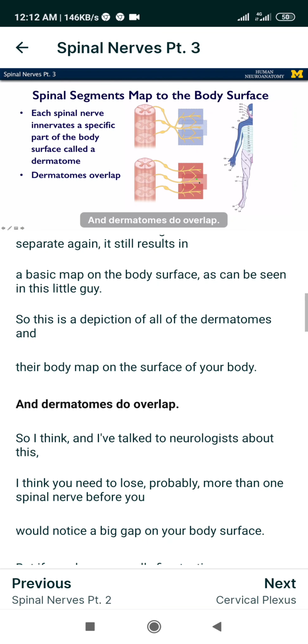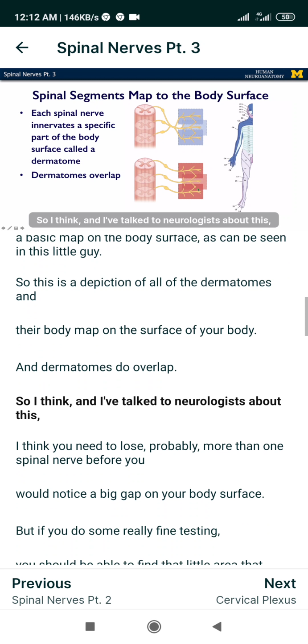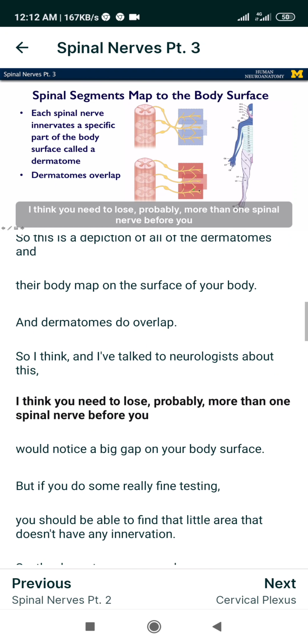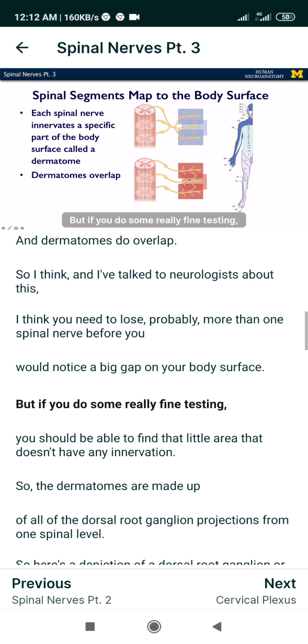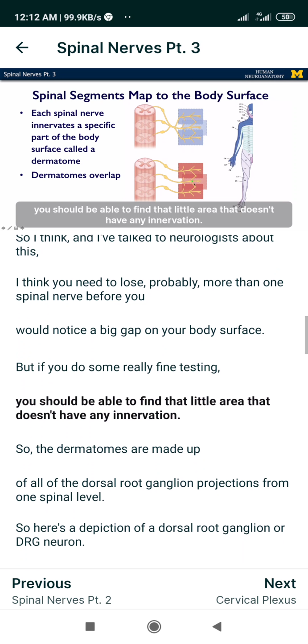And dermatomes do overlap. I've talked to neurologists about this, and I think you need to lose probably more than one spinal nerve before you would notice a big gap on your body's surface. But if you do some really fine testing, you should be able to find that little area that doesn't have any innervation.